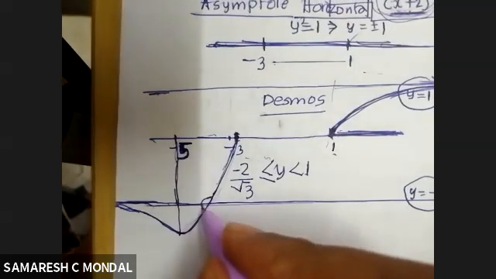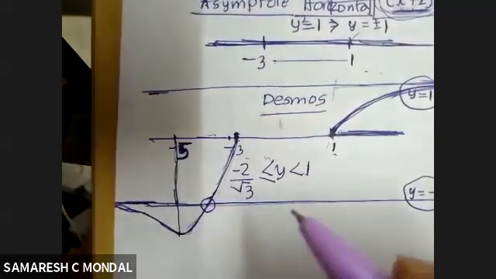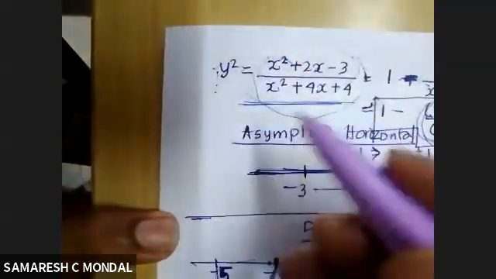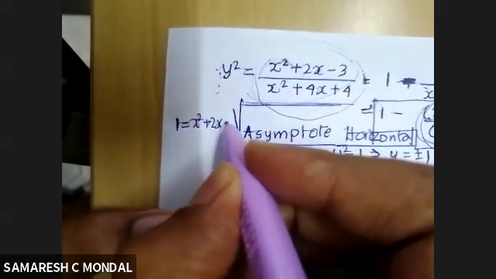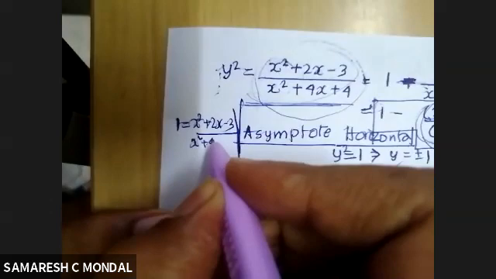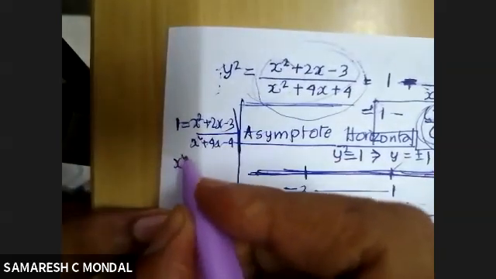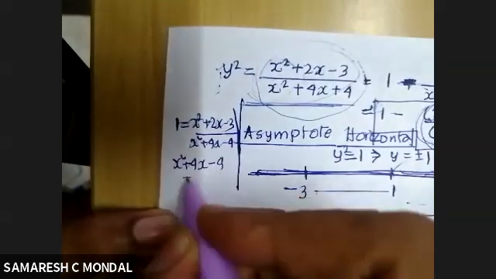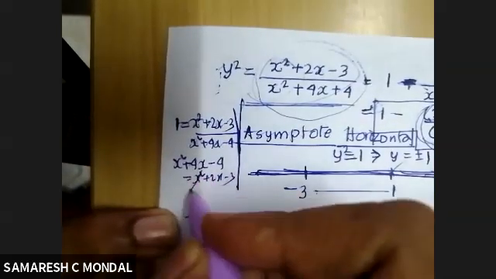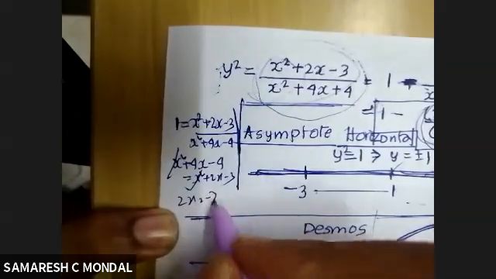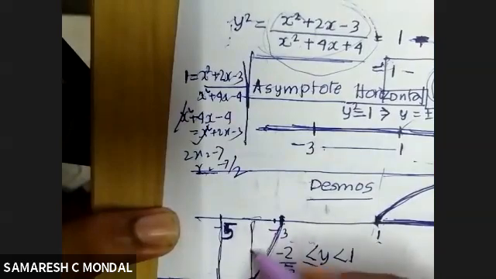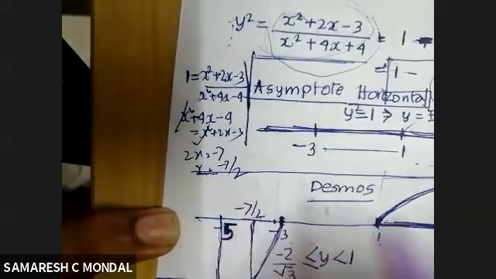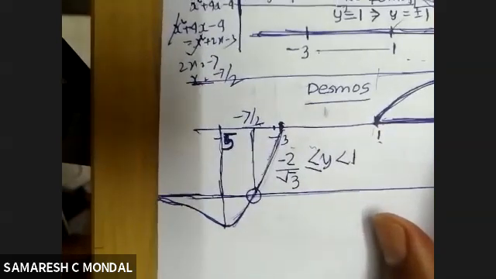You may ask how I came to know this. I forgot to tell how the graph is intersecting. So it's very simple. Can I put 1 here? If I put 1 is equal to x square plus 2x minus 3 divided by x square plus 4x minus 4, if you simplify, you get x square plus 4x minus 4 is equal to x square plus 2x minus 3. So x square gets cancelled. So 2x is equal to -7. So x is equal to -7 by 2. So at -3.5, that is -7 by 2, the graph intersects y is equal to 1.